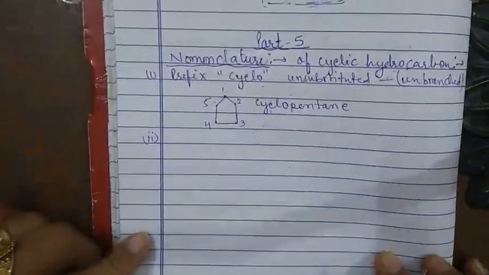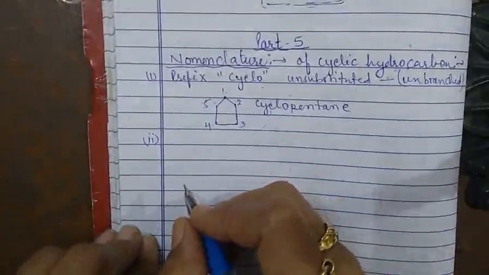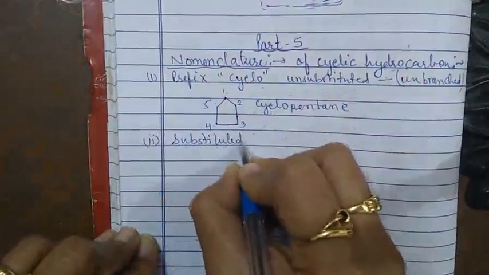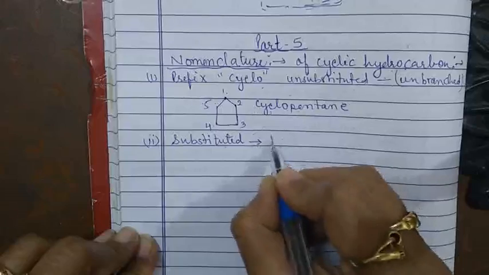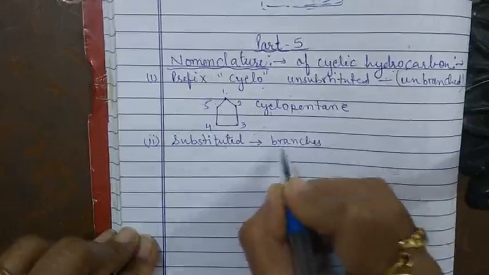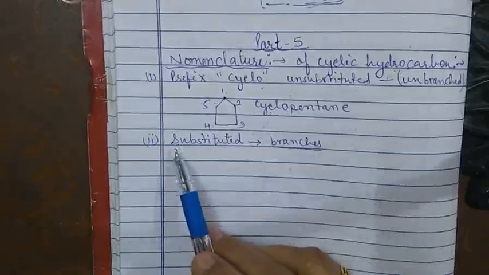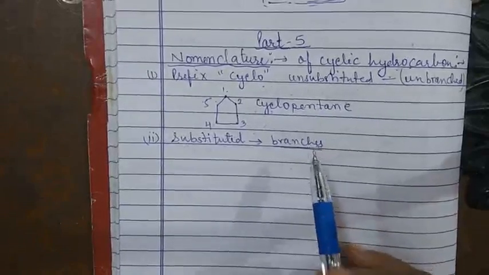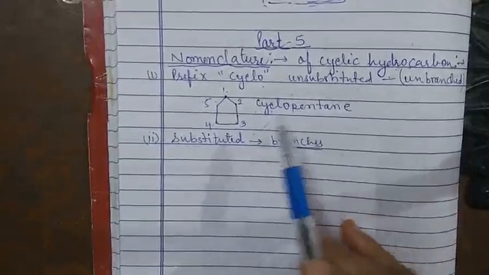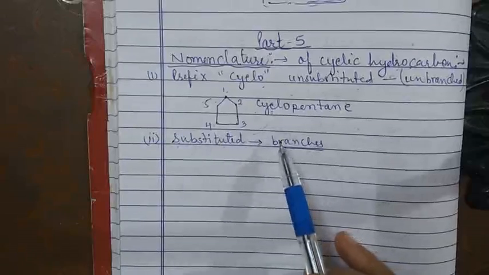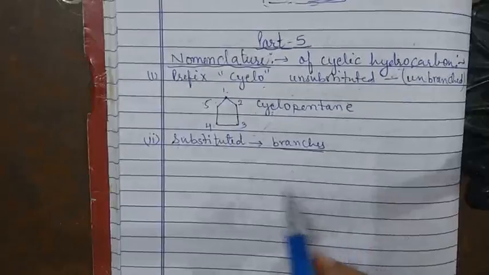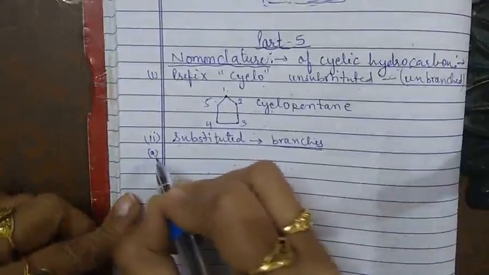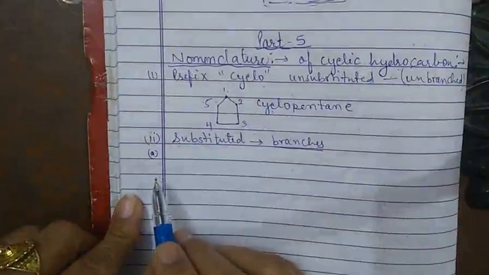Okay. Now the second rule. According to the second rule, if the cyclic hydrocarbon is substituted, that is, it contains branches, then for such a type of hydrocarbon in which the branching is present, there are certain rules. The first one is under this heading.